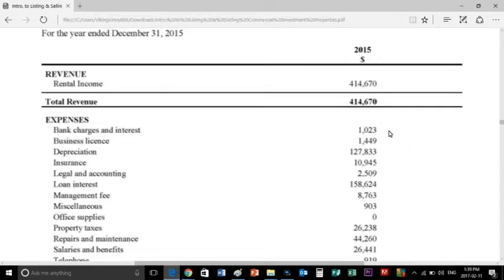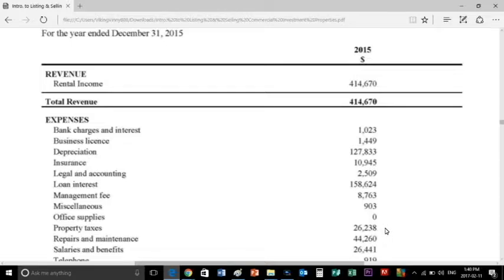So we have the bank charges and interest, $1,023. We have the business license, $1,449. Depreciation is $127,833. Insurance, $10,945. Legal and accounting, $2,509. Loan interest, $158,624. Management fee, $8,763. Miscellaneous, $903. Office supplies, 0.